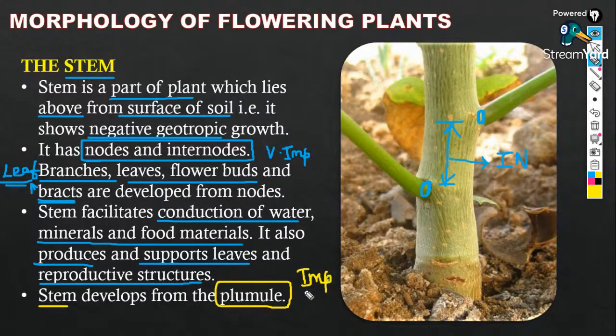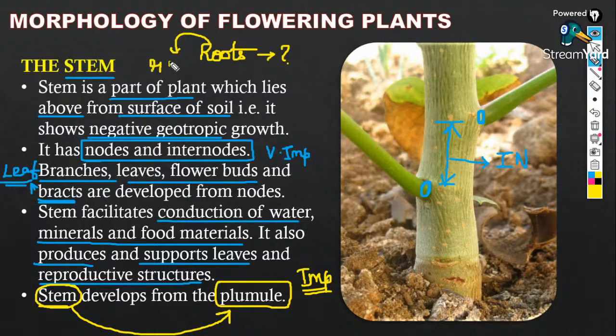Please do comment on the chat box. Roots arise from which part of the plant? Yesterday's class, which we discussed. Yes, it is the radicle. Mohan, the plumule is the part from where the stem develops, and the root develops from a structure known as the radicle.